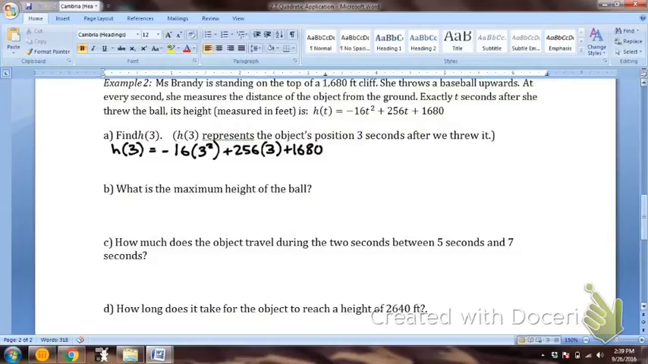Does anybody else agree with 2,304? Okay. So what happened? What did the 3 mean? Seconds. 3 seconds, right? So is the 2,304 height or is that seconds? Height. Okay. So if it's 3 seconds, it takes 3 seconds to reach 2,304 feet. Perfect.